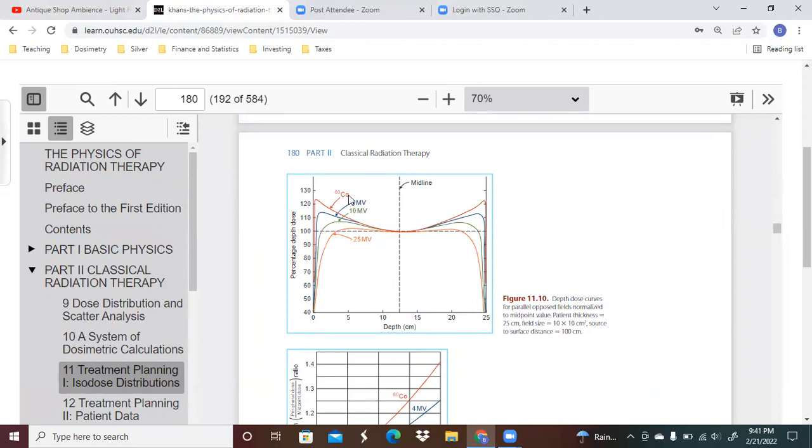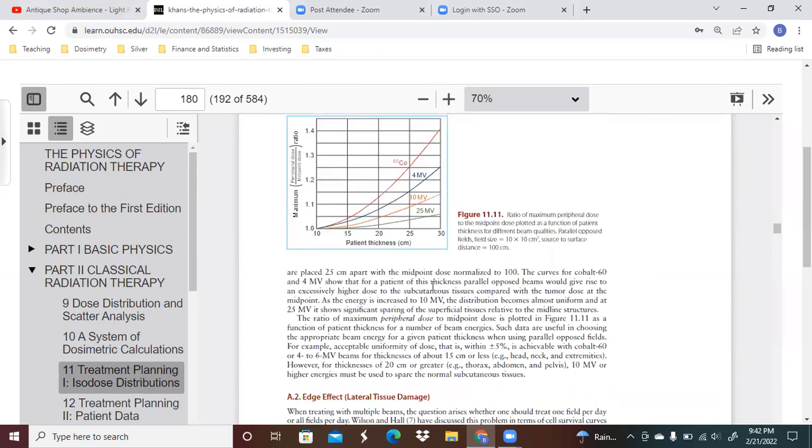And you can see here that the Cobalt 60, you're going to have some really hot spots out there near the edges. Since we don't treat with Cobalt, the closest thing here that you would see would probably be the 4 MV. Then as you get closer to 10 MV, you're starting to see these little peaks start to diminish. And then when you get to the 25 MV, since you have so much buildup away from the surface, you don't really see these peaks like that, you see more of a homogeneous delivery.